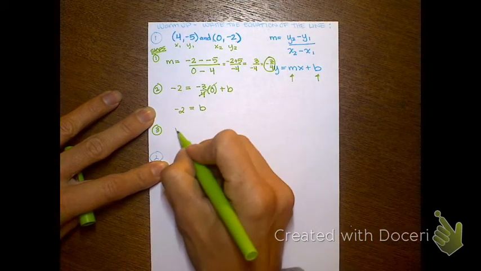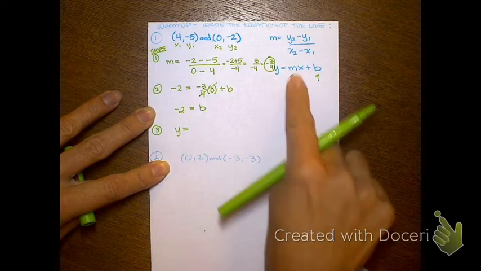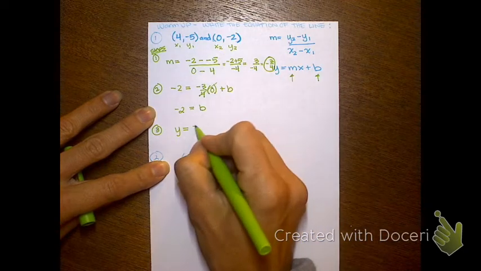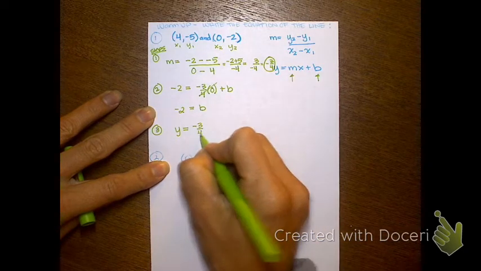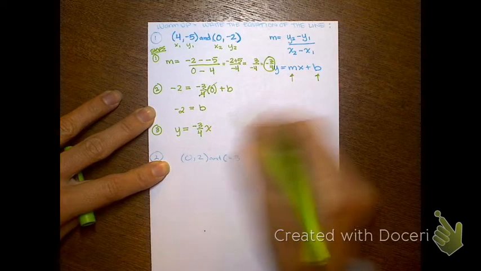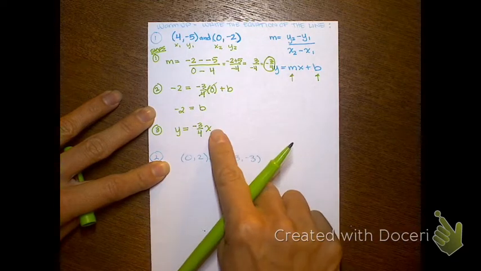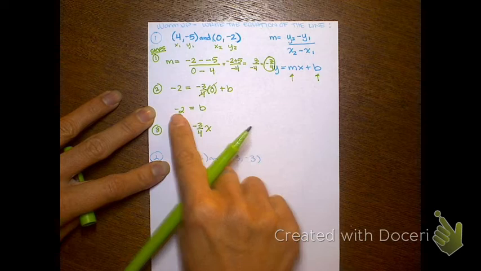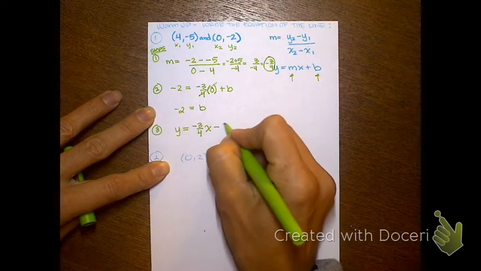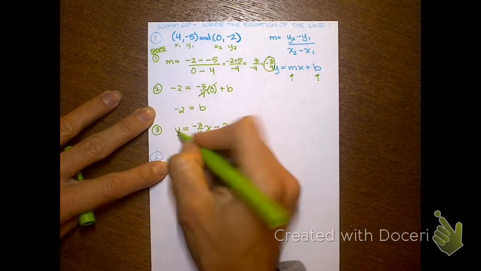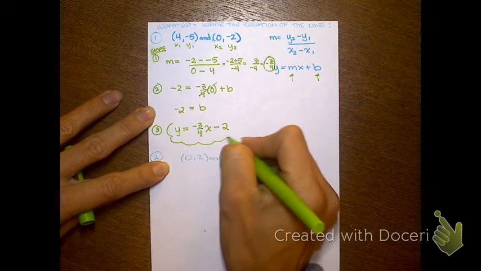So y equals, what is my m? -3/4 times x plus, what is my b? -2. So am I going to write plus -2? What will I write? Just -2. This is the final answer.